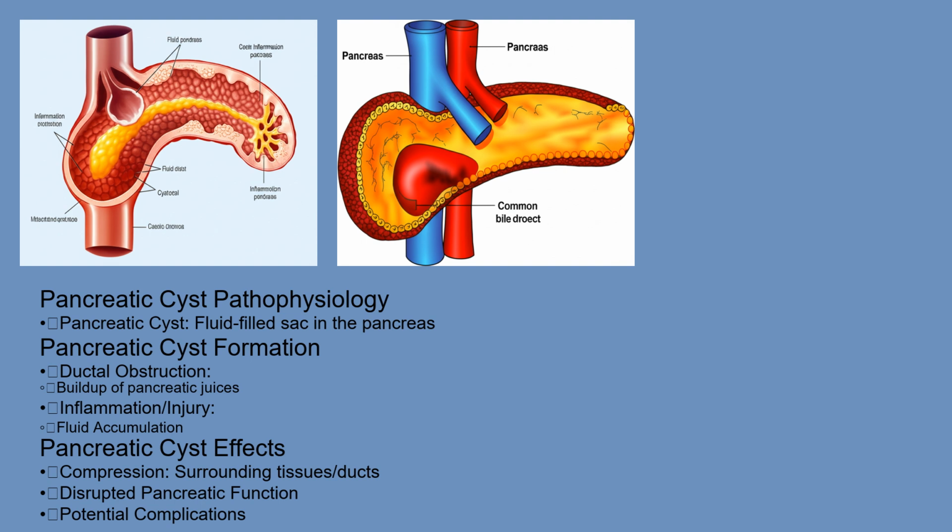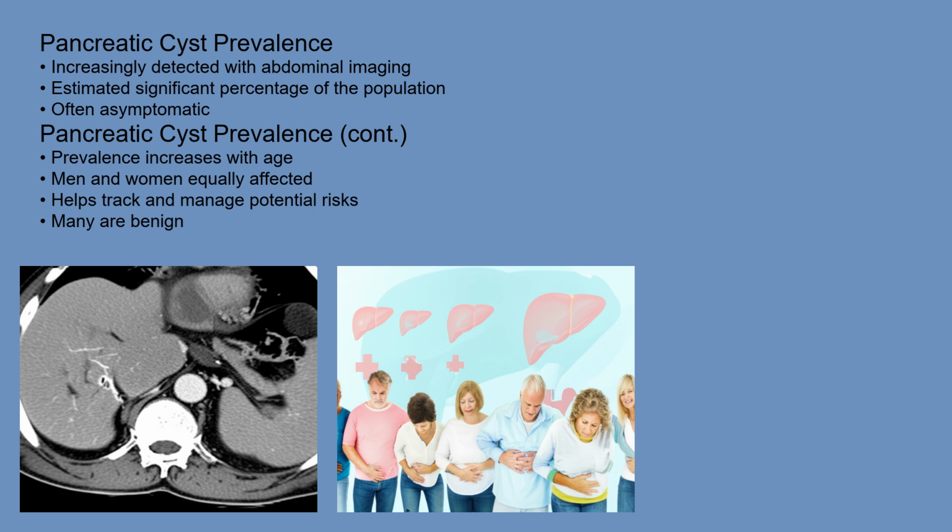To understand pancreatic cysts, we need to look at their pathophysiology. A pancreatic cyst is essentially a fluid-filled sac within the pancreas. These cysts can arise from a variety of mechanisms. Some form when pancreatic ducts become blocked, leading to a buildup of pancreatic juices. Others develop as a result of inflammation or injury, causing fluid to accumulate. The key thing is that these cysts can compress surrounding tissues or ducts, disrupting the normal function of the pancreas and potentially causing complications.